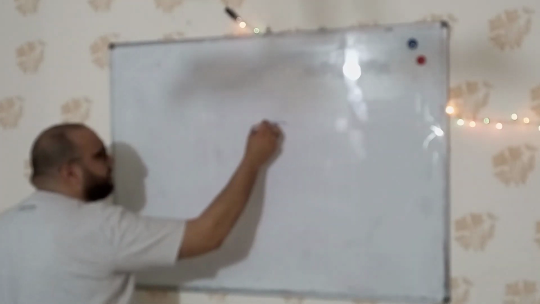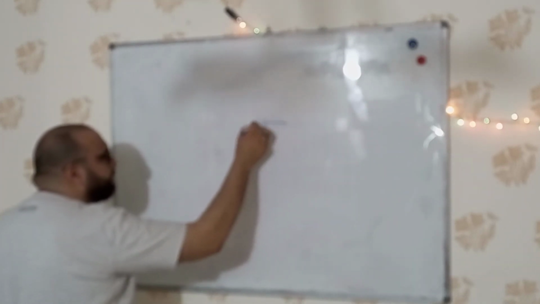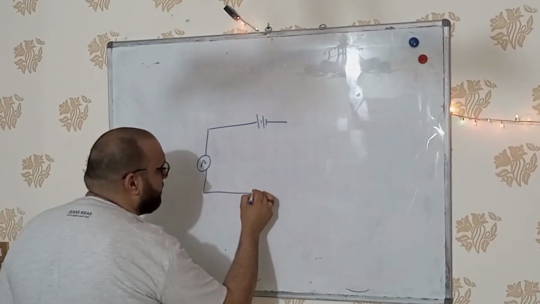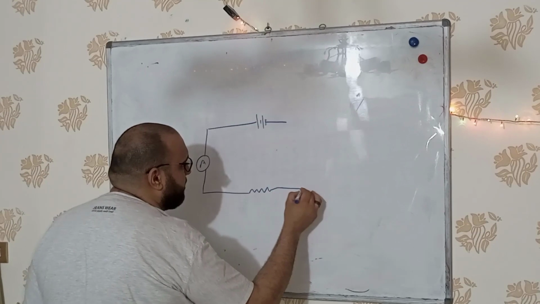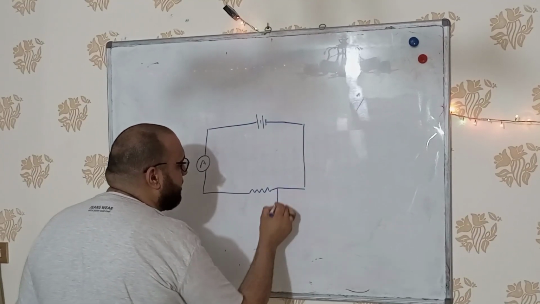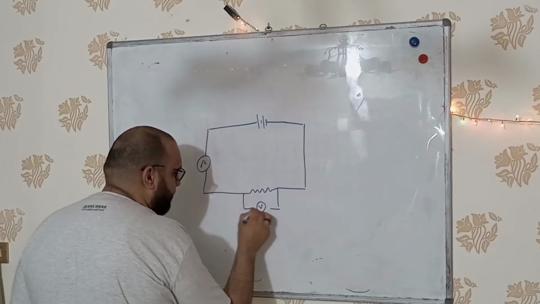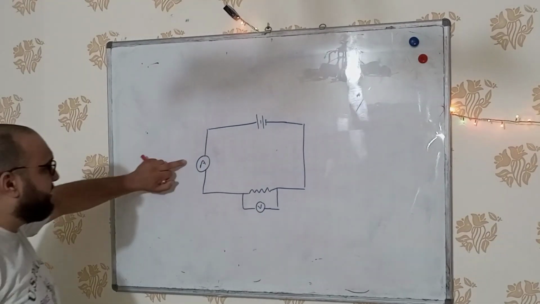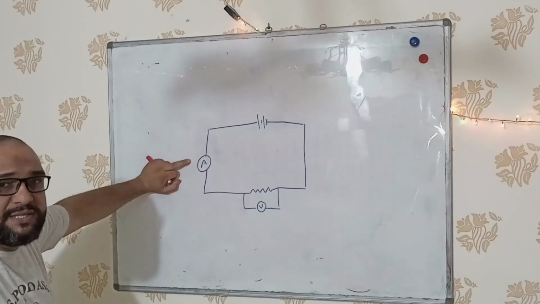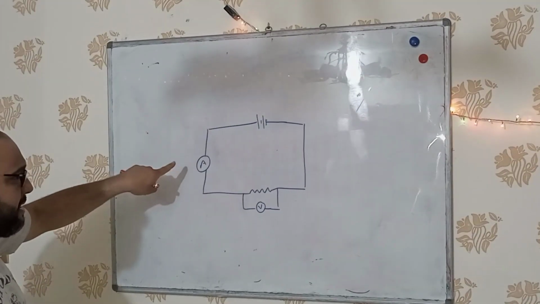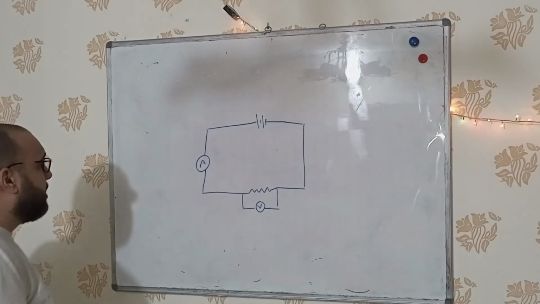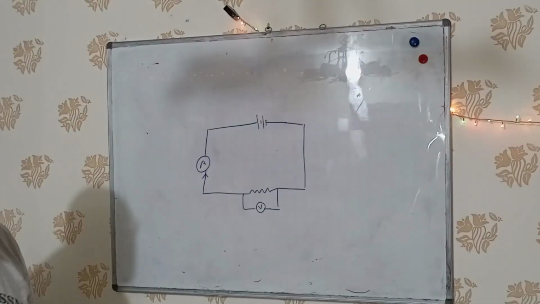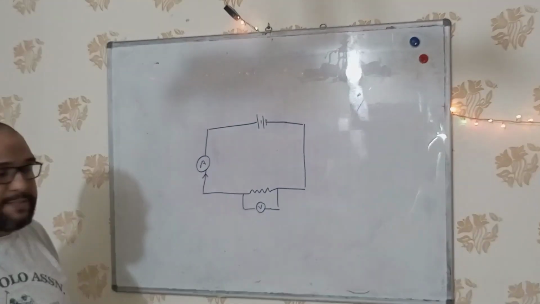The circuit consists of a battery, an ammeter, a resistor, and a voltmeter. An ammeter is the set used to measure the current intensity. The ammeter is inserted in the circuit to be able to measure the amount of charges that flow through the circuit.